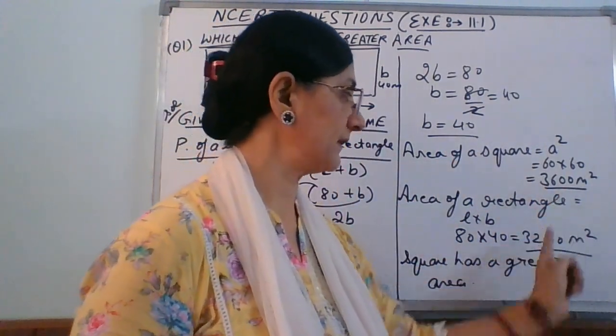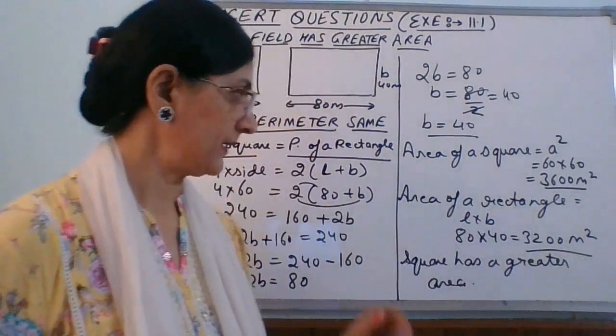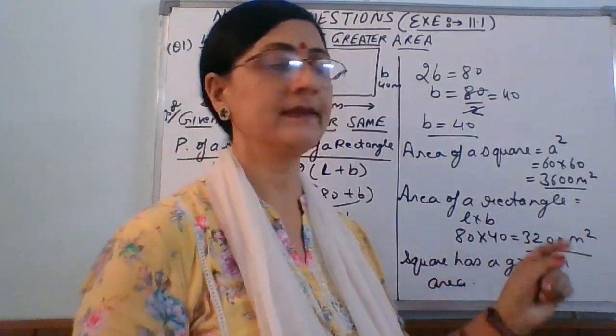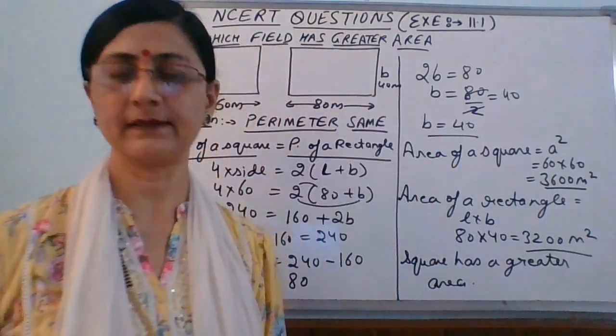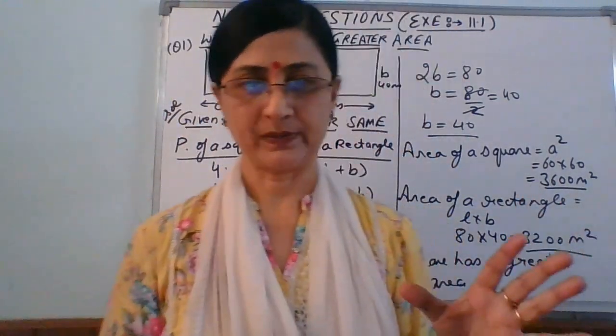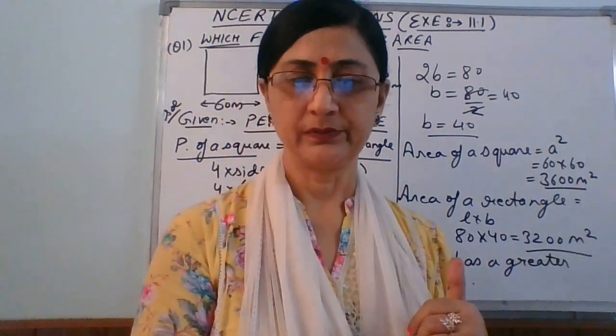Compared, 3600 is greater than 3200, right? It means 3600 is greater than 3200. So square has a greater area because the square's answer came greater in area. I hope the first question is clear. Now we'll be doing the next one.